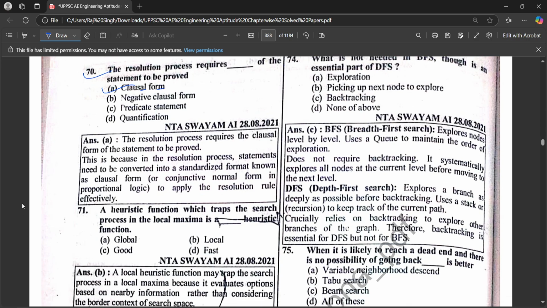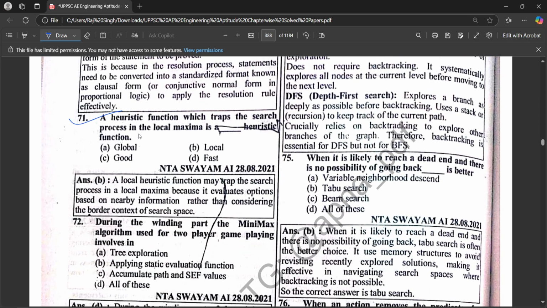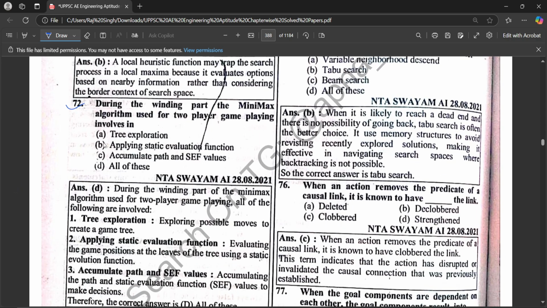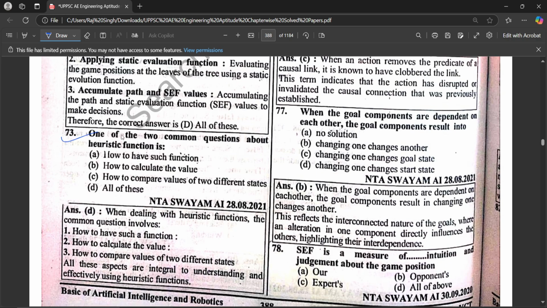Clausal form. A heuristic function which traps the search process in a local maximum is a heuristic function which is local. During the building part of the minimax algorithm used for two player game playing, involved steps are exploration, applying static evaluation function, and path and SCF reductions, all of these. One of the two common questions about heuristic function is how to calculate such function, how to calculate the value, how to compare values of different states, and all of these.